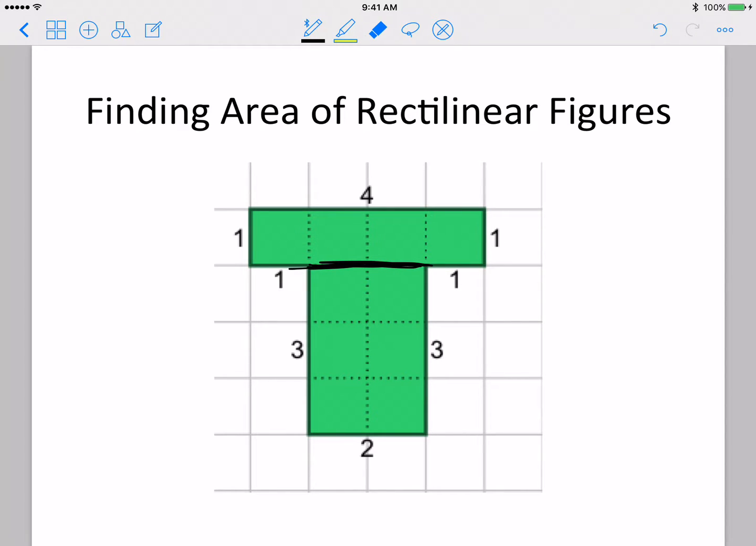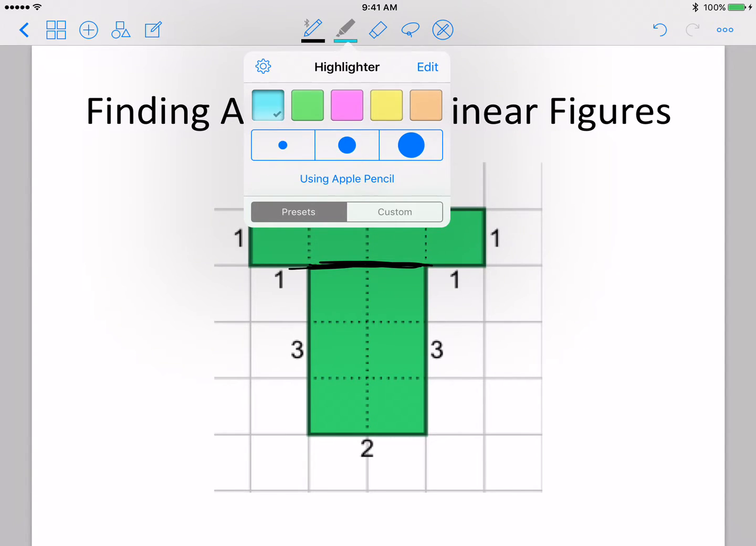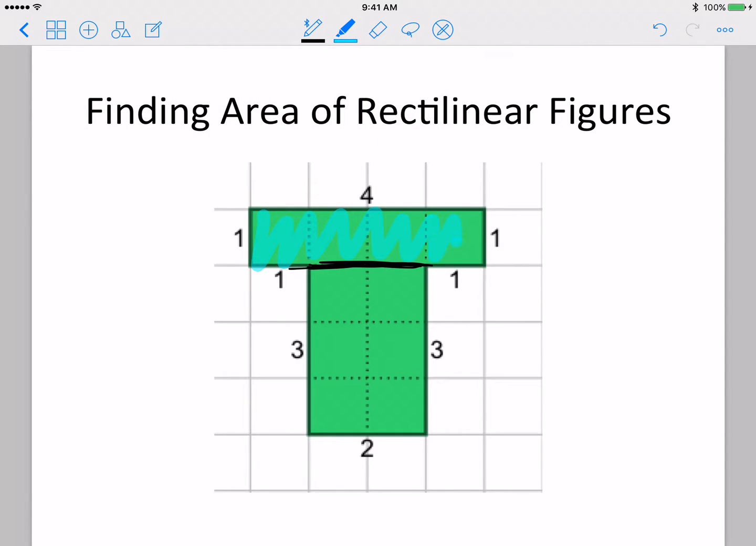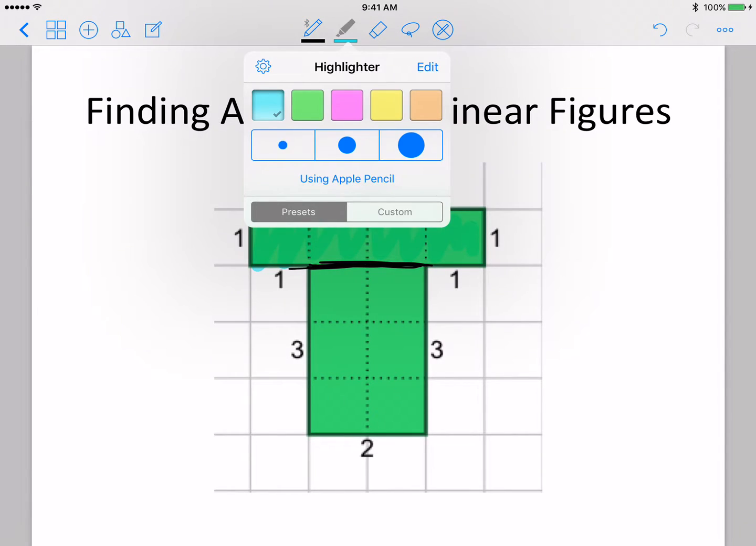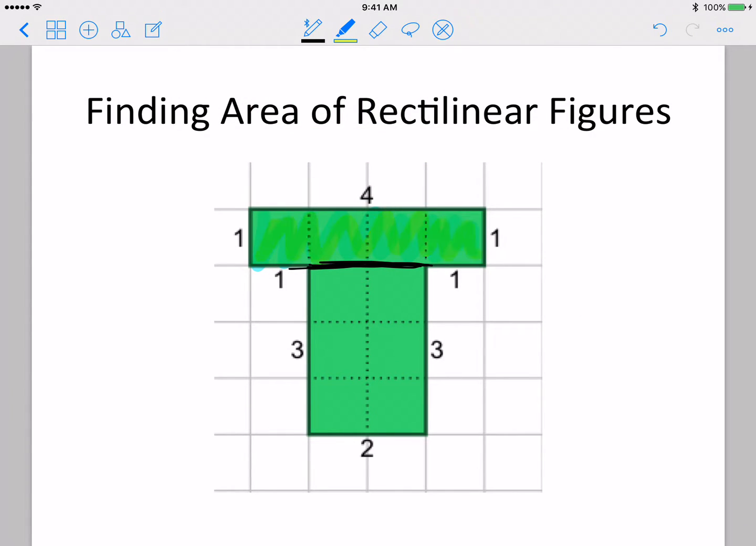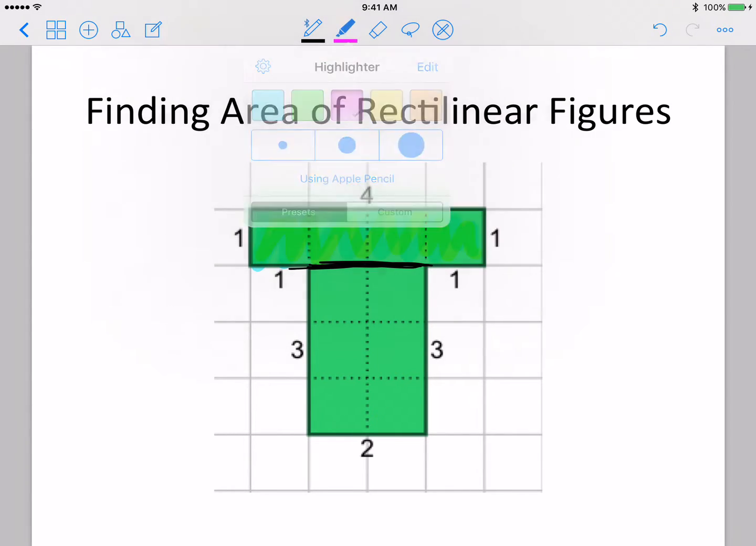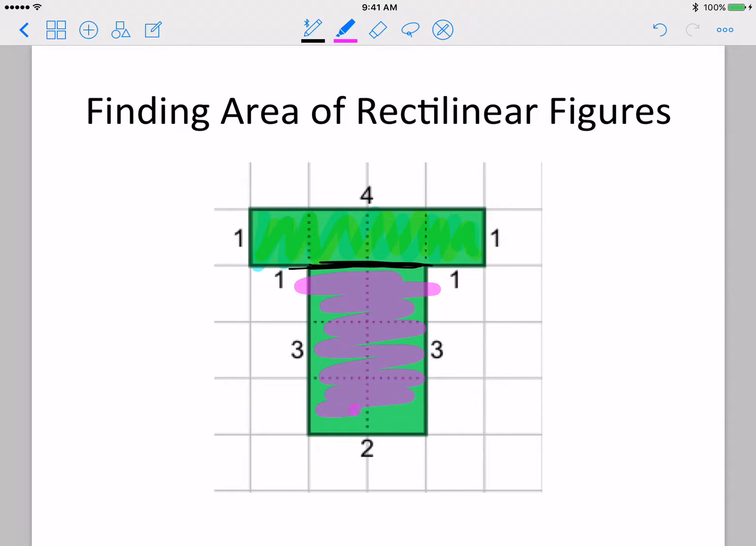So we're going to find the area of this rectangle, and then we're going to find the area of this, and we're going to add them together. Now, with this example, we could count, right, because it's already tiled. That's a possibility, but in the future, we're going to see rectilinear figures that have bigger areas. So we're just going to use this as a model, as an example.